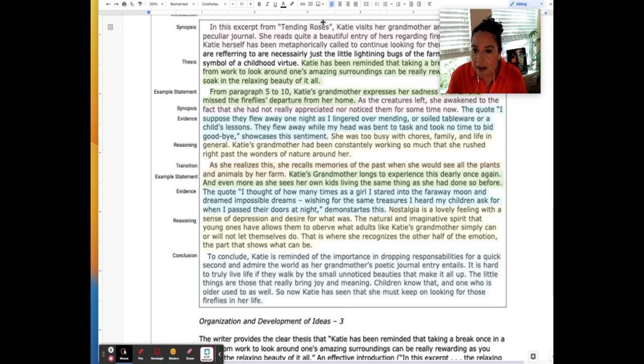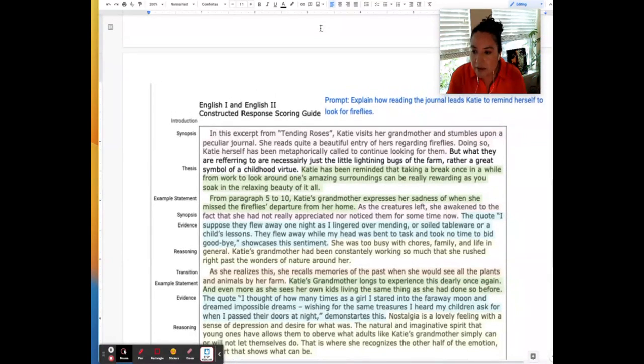So we use Kami to support some annotations that we were doing, labeling and highlighting. It's great, and I think it helps clarify the pieces. So, reminder of the prompt. The prompt for this essay is: explain how reading the journal leads Katie to remind herself to look for fireflies. This is a very interesting prompt. The other ECR prompts that we've been seeing are much more about genre characteristics and author's craft choices, but this shows us that sometimes TEA will just ask students to talk about the ideas in a text.